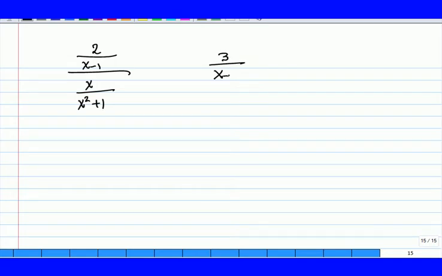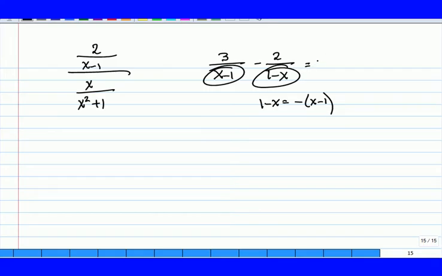Let's say 2 over x minus 1 minus 2 over 1 minus x. What is that equal to? Now here is the trick thing, if you consider it a trick. I know that 1 minus x simply is negative x minus 1. Do you see that? So you have to go and make that change.